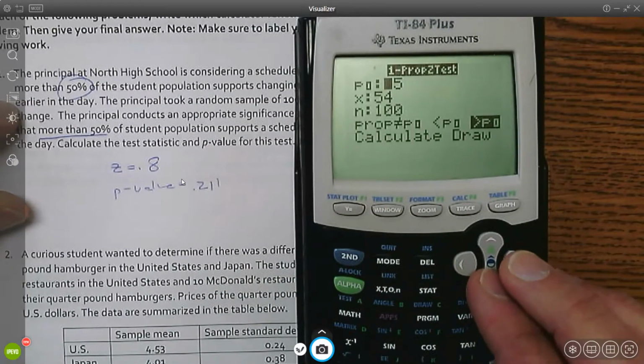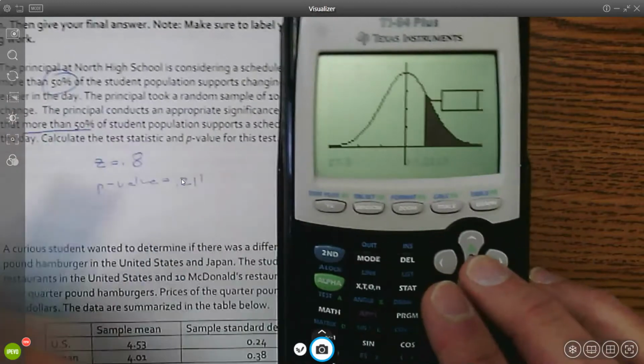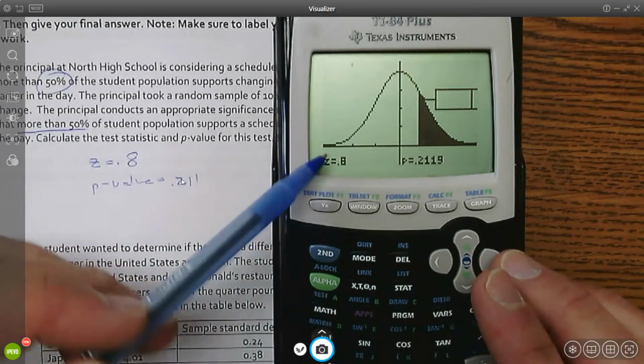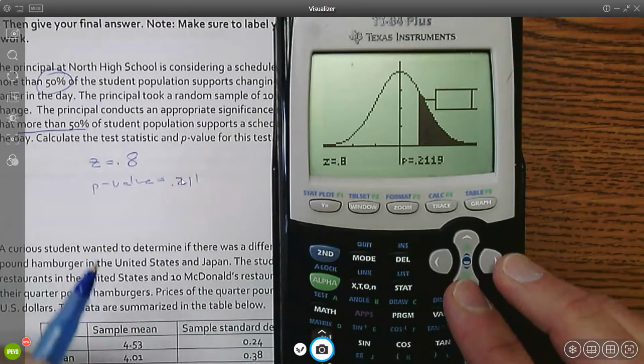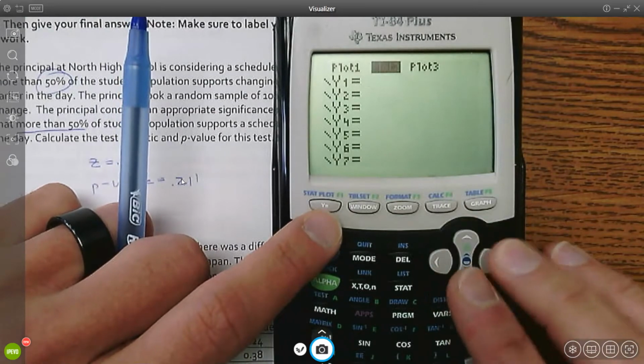If you want to do the draw feature, I got to get rid of that box plot. There's your sampling distribution, your test statistic, your shaded area. So your test statistic and your p-value. That just gives you those two things. Okay, let me turn these off.